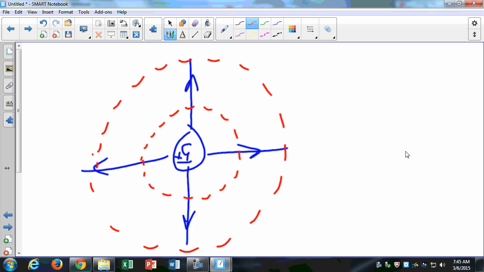Notice that here the potential is bigger as you get closer to the charge. Alright, so if I have different points, we saw some questions like this. If I have points here, here, and here, A, B, and C, the one with the bigger potential is point A because it's closer to the charge.